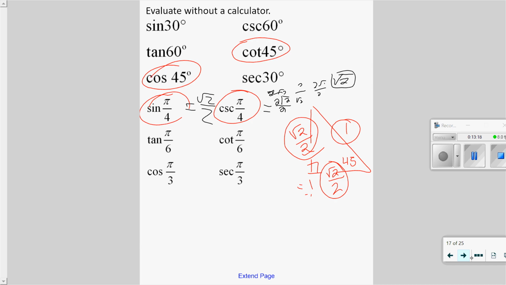Right? Isn't sine and cosine exactly the same? Opposite over hypotenuse. Adjacent over hypotenuse. Aren't the legs the same in a 45, 45, 90? Yes, right? So wouldn't sine and cosine be equal? So rad 2 over 2, rad 2 over 2. We already had this one done, rad 2 over 2.